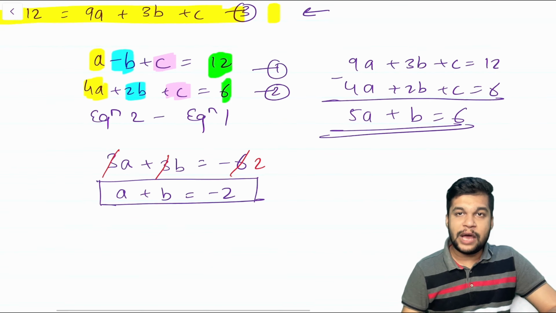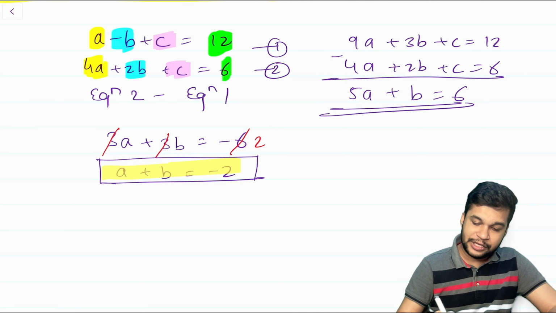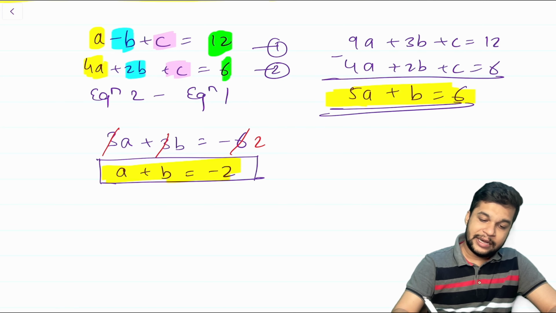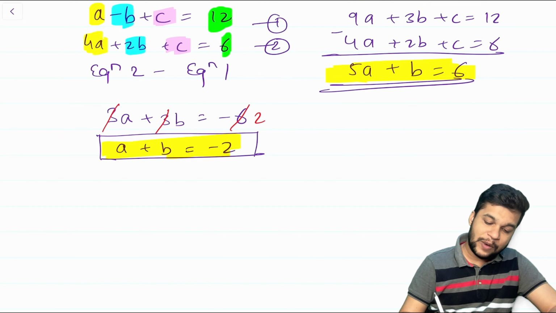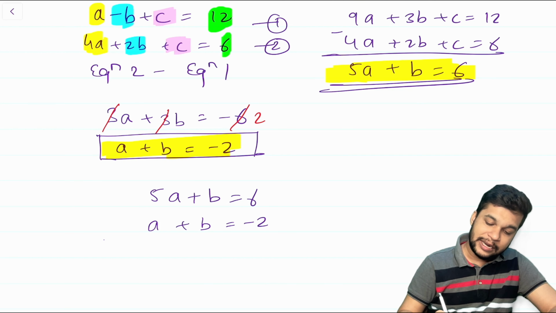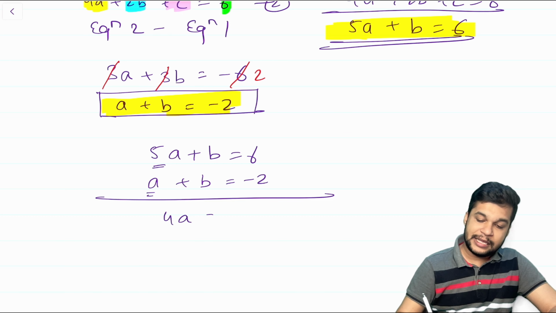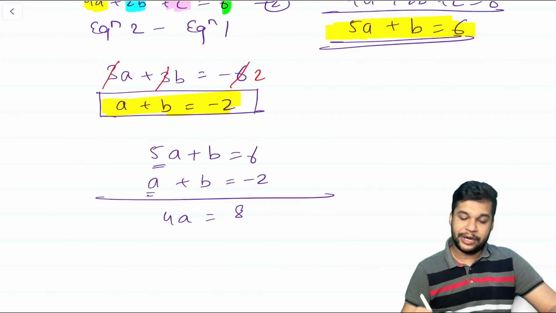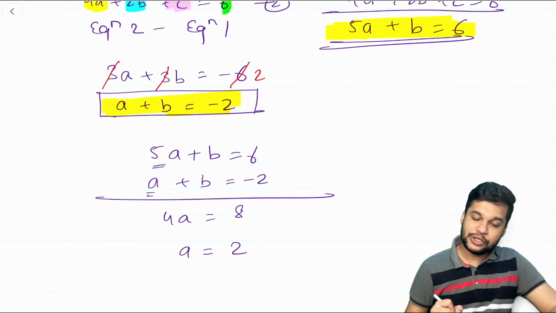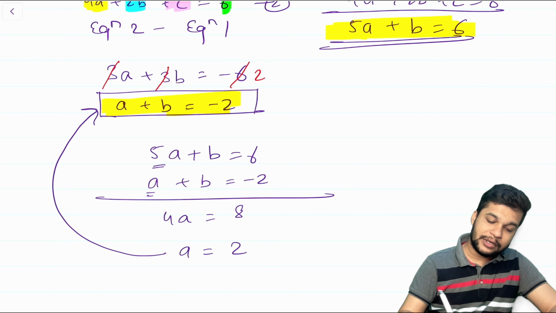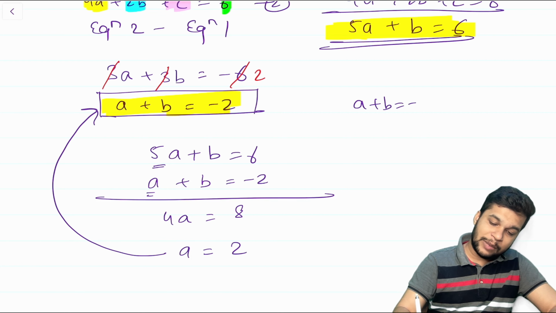Now you have two equations again. You have 5a plus b equals 6 and a plus b equals minus 2. Let us subtract them. 5a minus a is 4a, b minus b will be 0, and 6 minus minus 2 equals 8. So a is 2. Now if you substitute it over here, a plus b equals minus 2.